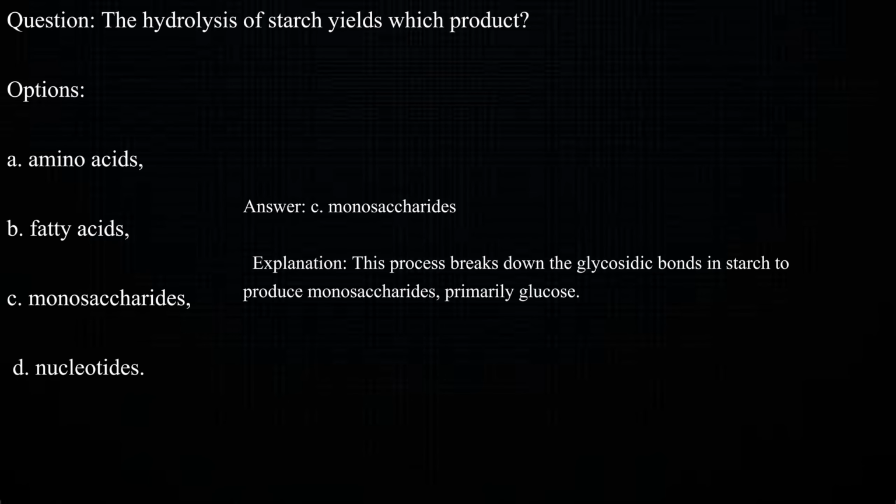The hydrolysis of starch results in the production of monosaccharides, primarily glucose. This process involves breaking down the glycosidic bonds in the starch molecule. So again, C, which is monosaccharides, is the right answer.